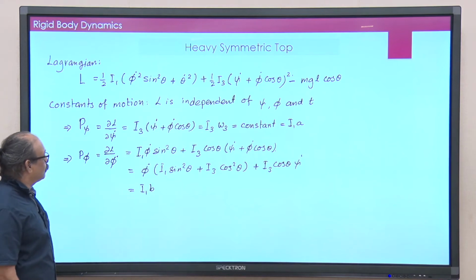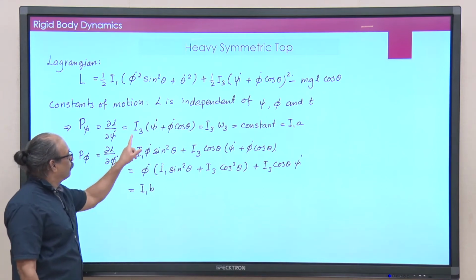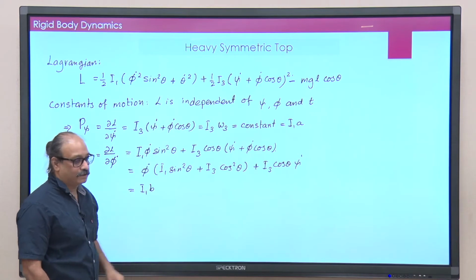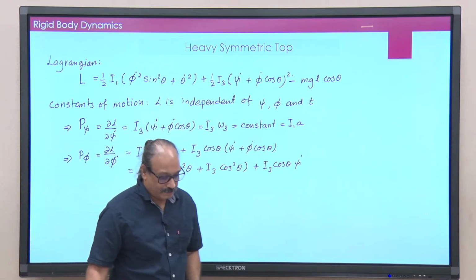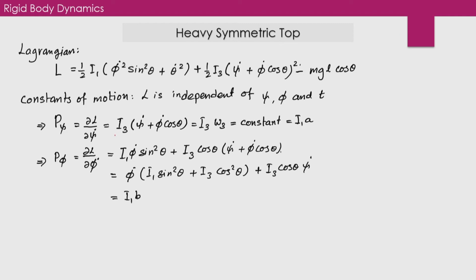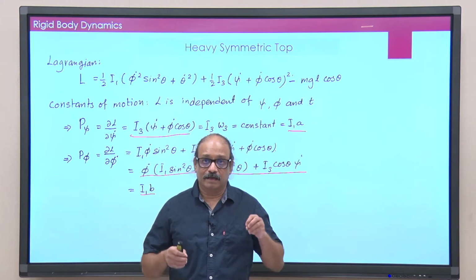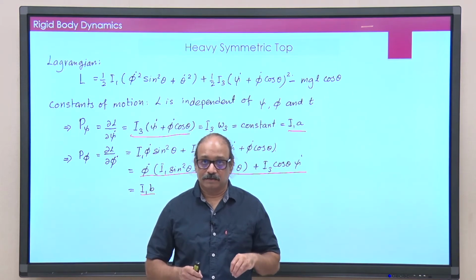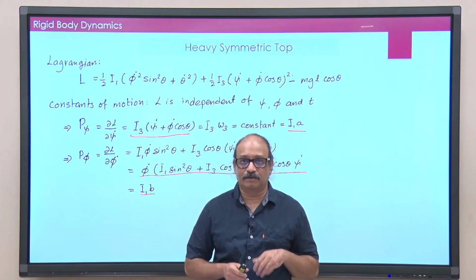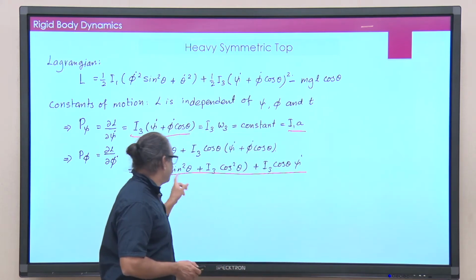All right. Now, you look at these 2 equations. So, I have 2 equations, one is I 3 times psi dot plus phi dot cos theta, equal to I 1 a, and I have another equation here, phi dot into something plus psi dot into something is equal to another constant I 1 b. Okay. These 2 equations look like simultaneous equations in phi dot and psi dot. So, I can simply use Cramer's rule to find the solution of this. So, find the solution for phi dot and psi dot.